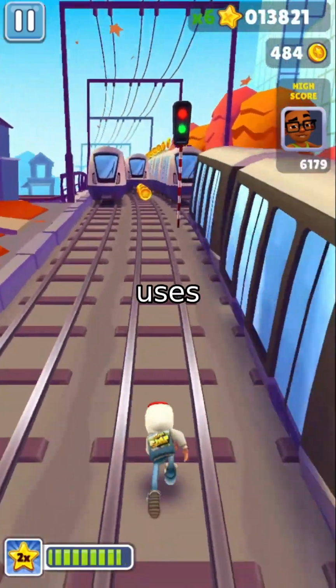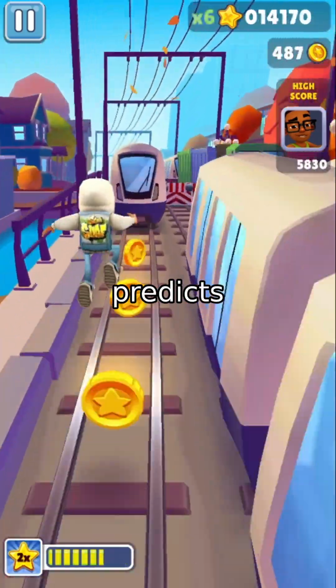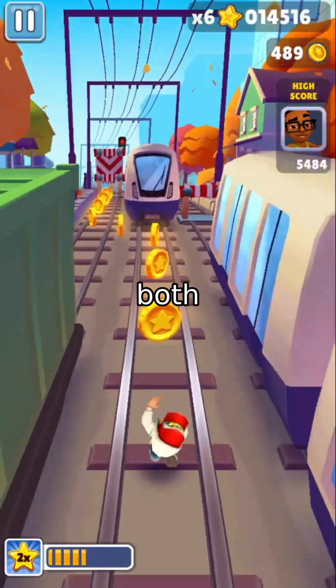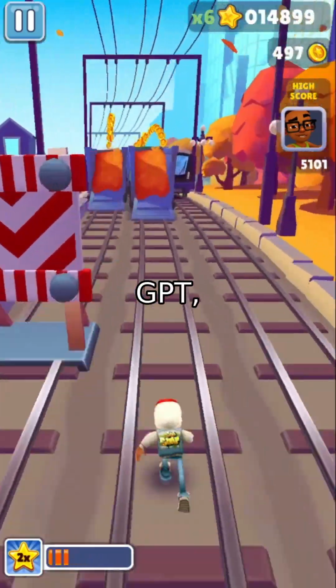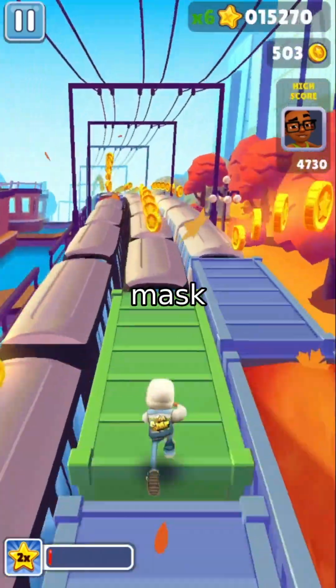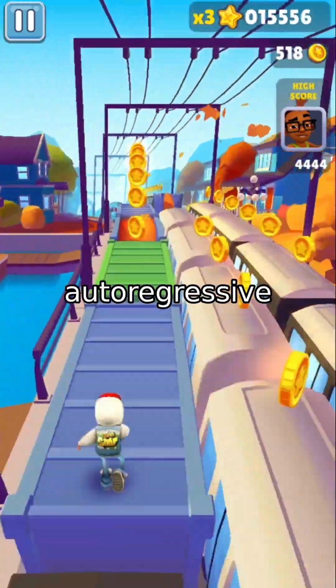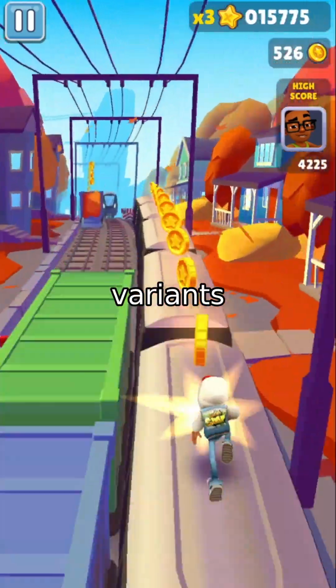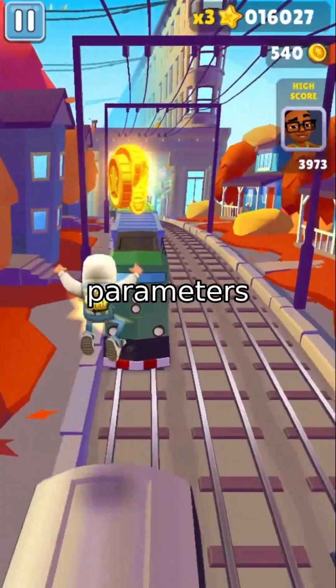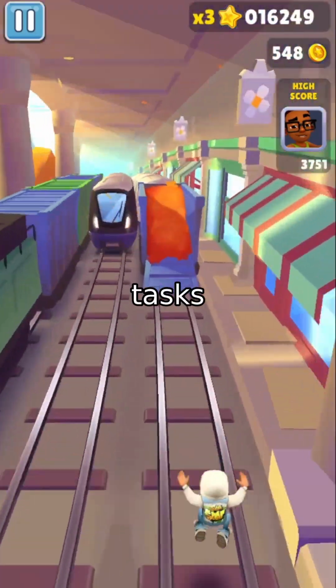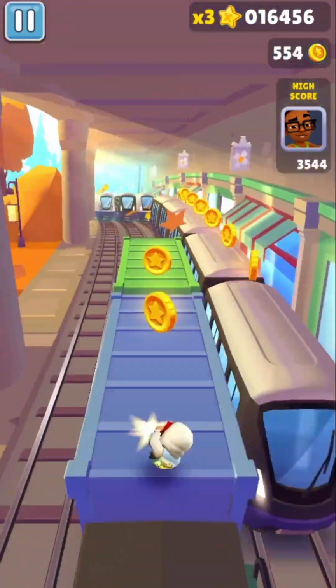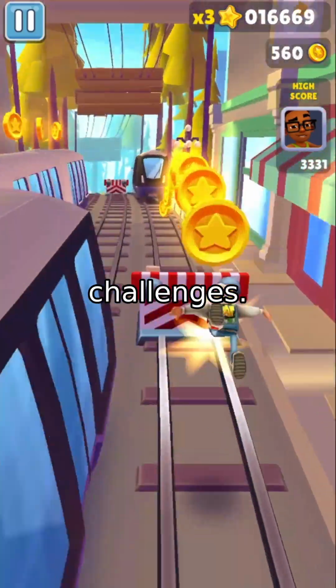BERT's bidirectional training uses masked language modeling, where the model predicts randomly masked tokens using context from both left and right. GPT, on the other hand, employs a causal attention mask in its decoder-only architecture, enabling autoregressive generation. These variants highlight the transformer's flexibility, with parameters scaling from millions to trillions, enabling tasks from text generation to code completion. Despite their power, transformers face challenges.